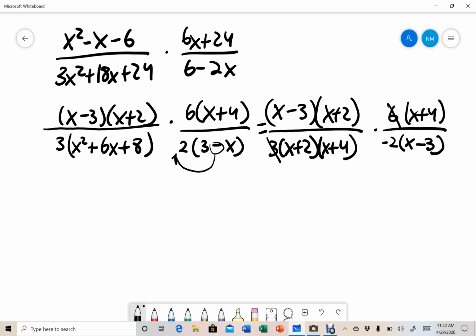3 goes into 6 2 times, and then negative 2 goes into 2 negative 1 times. And then we've got x minus 3 and x minus 3, and I've got x plus 2 and x plus 2, and I've got x plus 4 and x plus 4. Now notice everything here has canceled out. I have nothing left except for a negative.